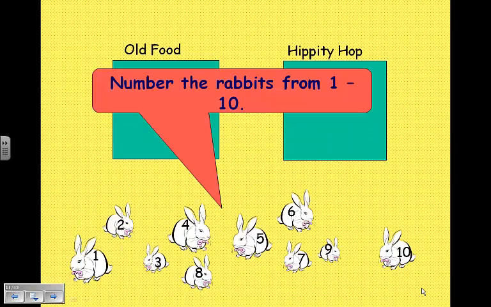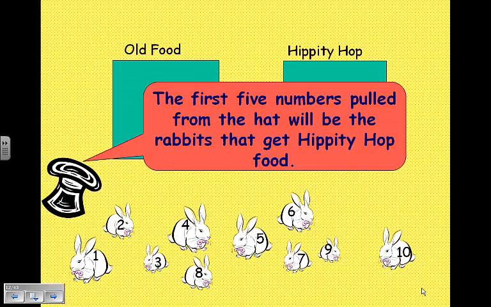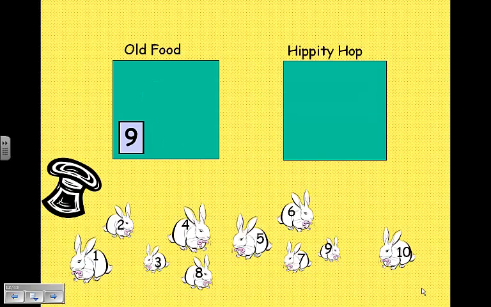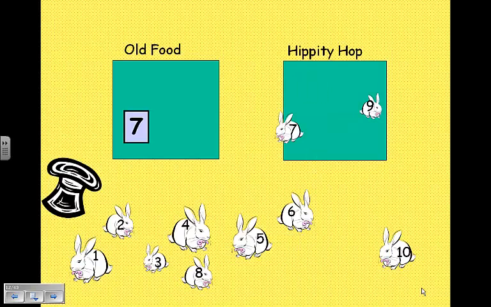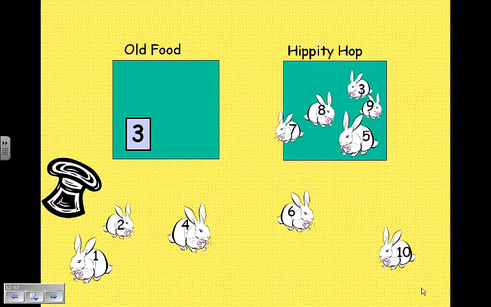Okay, so let's try this then. I'm going to number the rabbits from 1 to 10. So, randomly number them from 1 to 10. I'm going to place the numbers in a hat. I'm going to shuffle the hat all around. The first 5 numbers pulled from the hat will be the rabbits that get the hippity hop food. And so the first 5: 9, pull out 7, pull out 5, pull out 8, pull out 3. The remaining rabbits get the old food.